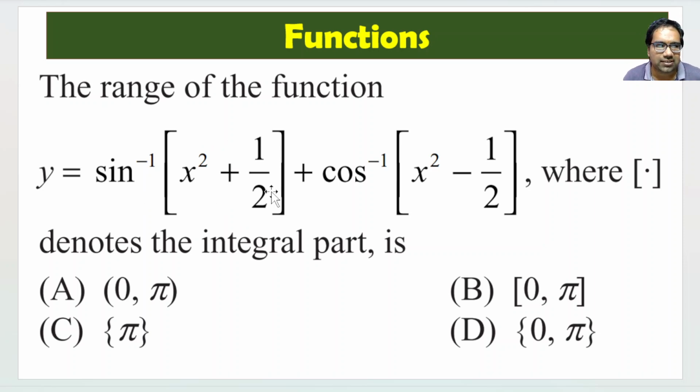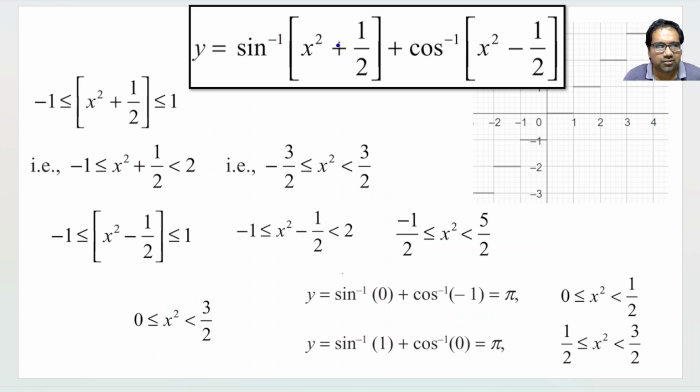So, obviously, the greatest integer function of x squared plus half should always lie between minus 1 to 1. Similarly, the greatest integer function of x squared minus half should always lie between minus 1 to 1. Let us use that condition. So, this entire part should lie between minus 1 to 1, both inclusive. Similarly, this part also should lie between minus 1 to 1 because both are sine inverse and cos inverse. Sine and cos ranges, sine theta, cos theta, they always lie between minus 1 and 1, right?